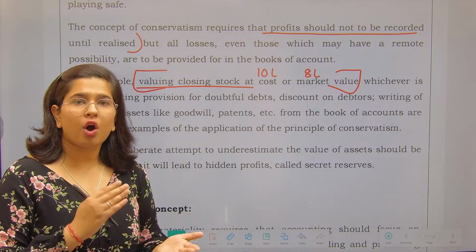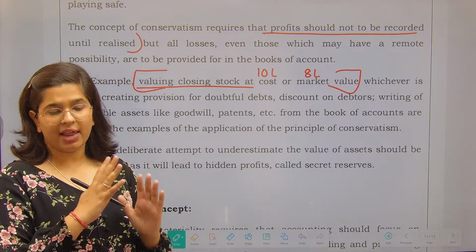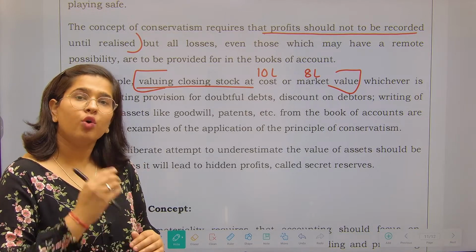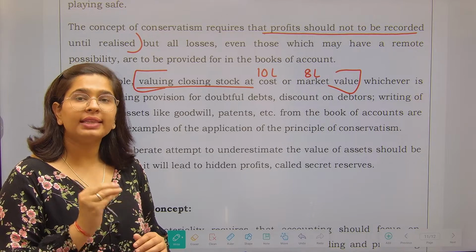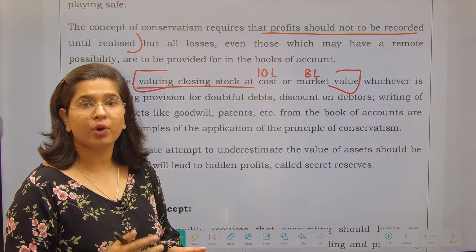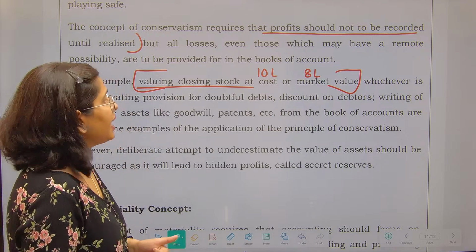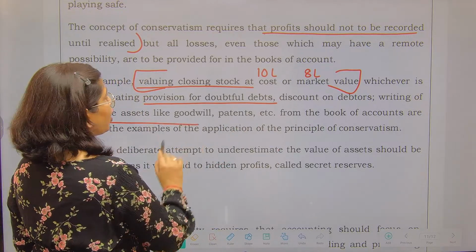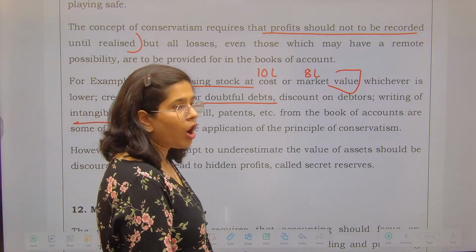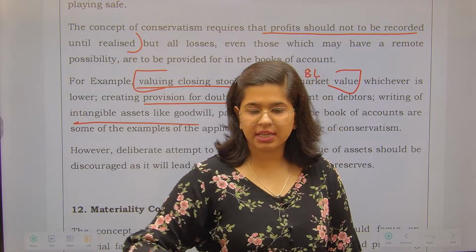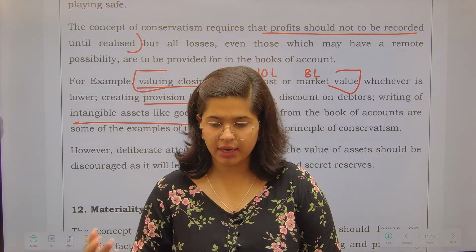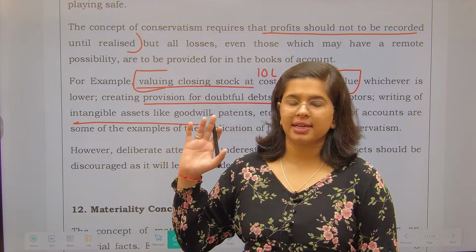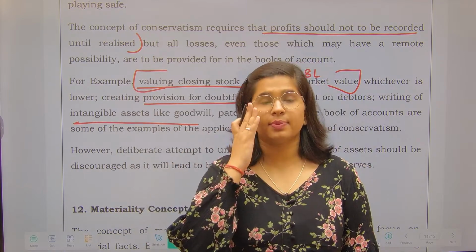Record your closing stock on the basis of cost or market value, whichever is less. That means it shows how much you can recover, उतना ही record करो. Record only that much you can recover from your inventory or your stock. Next is provision for doubtful debts, discount on debtors, writing off intangible assets, etc. All these are done because all such kinds of losses we record early on in my books. ठीक है? So this was called the conservatism principle, also known as the prudence concept.